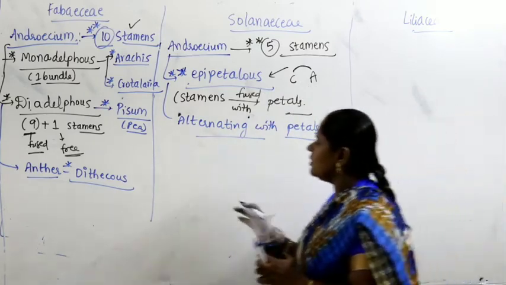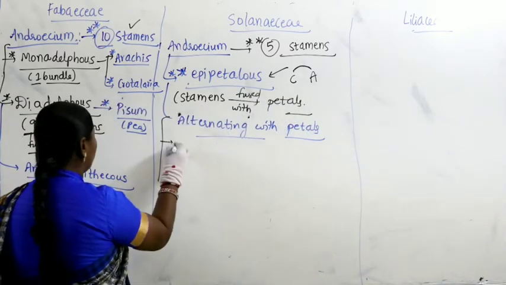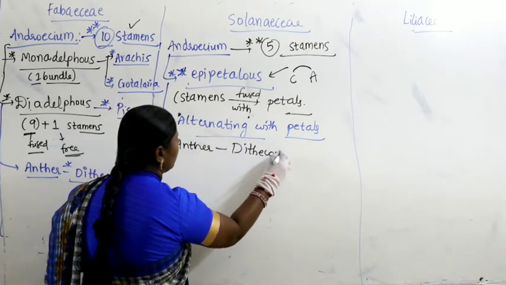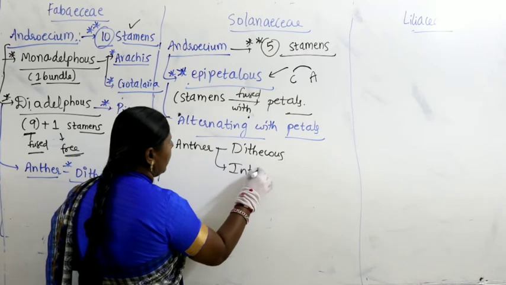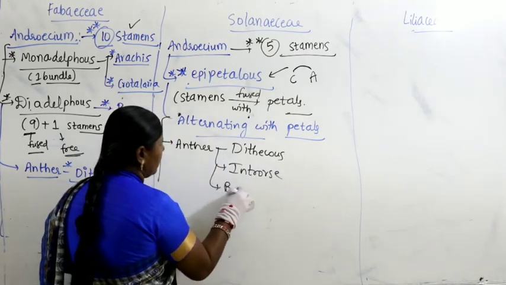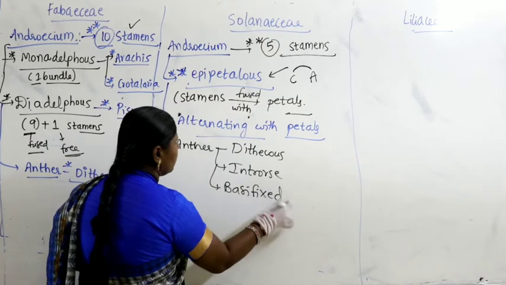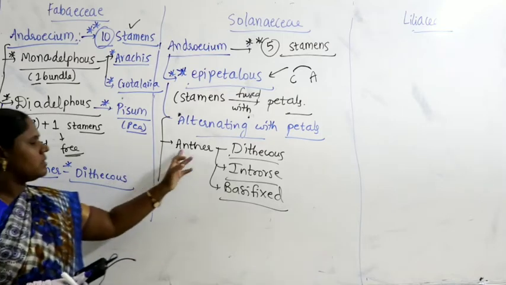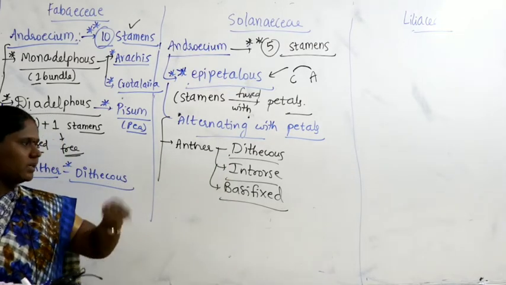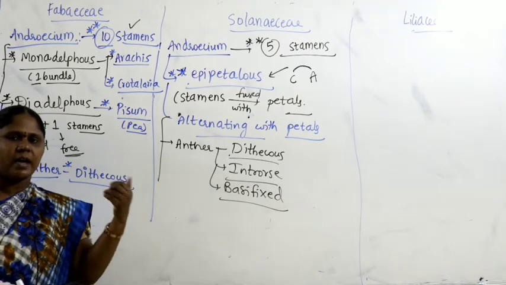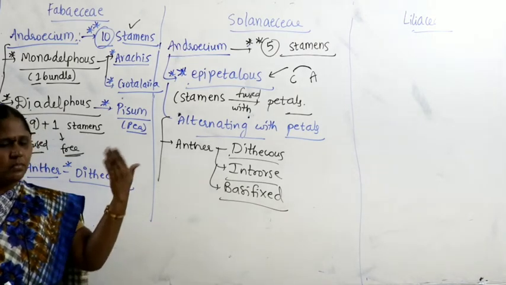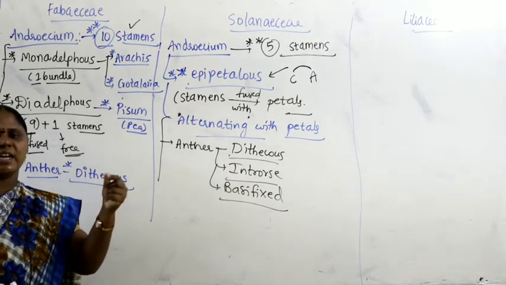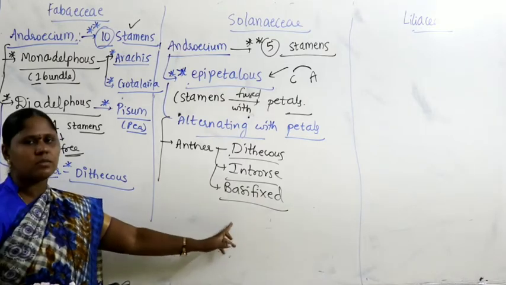So whenever you look for this condition here, then about anther when you take, anther is no doubt dithecous, introrse, and it is basifixed. Anther is dithecous, introrse, and moreover it is what? Basifixed. Introrse means dehiscence of anther is towards inner side. Basifixed means the filament is attached to the anther at the base. That's why it's called what?